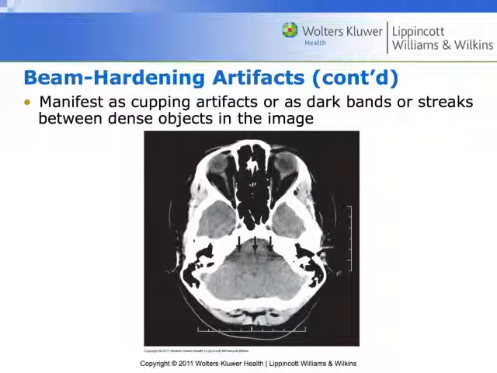So here's an example of beam hardening artifact. At the base of the skull, we see these streak lines right here across the base of the skull where it's darker. There's not a nice uniform attenuation throughout that area of soft tissue. Again, the beam has been hardened by the skull bones.